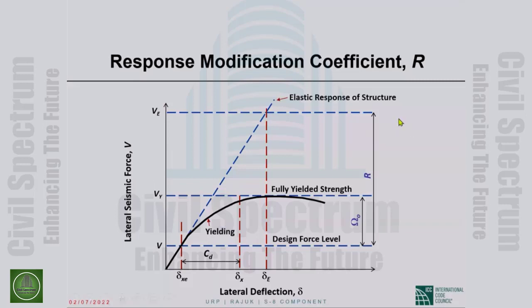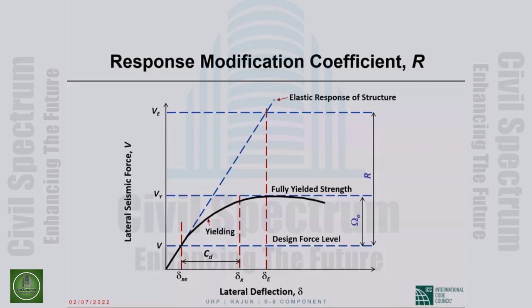Now the ratio between V sub E and V is the response modification factor R. Now that is a little bit simplistic. There are complications in it. Complication may not be the right word. There are other aspects to it.